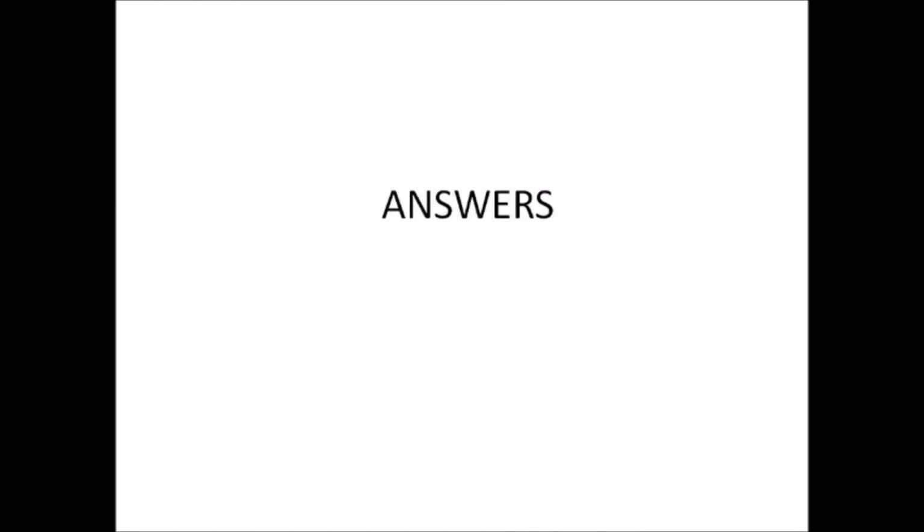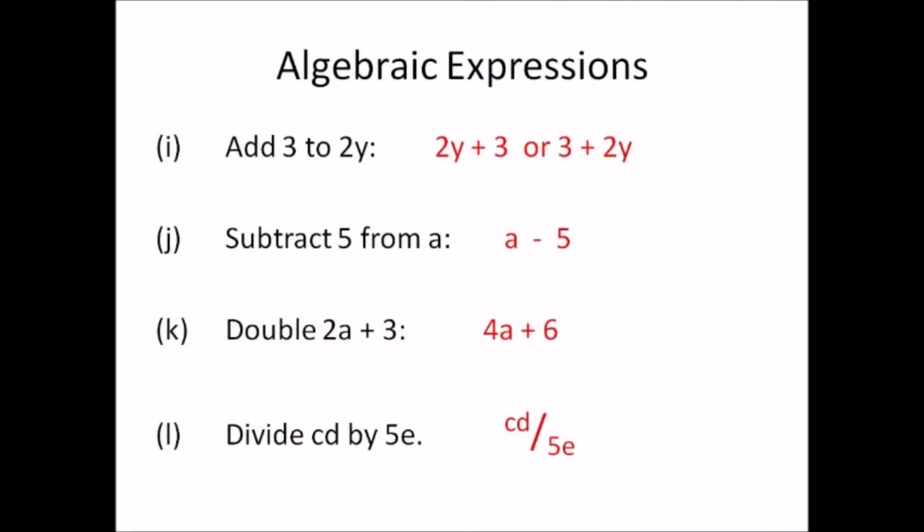Answers are upcoming. Let's see what you did. Okay, the expression you should have written: add 3 to 2y is 2y plus 3 or 3 plus 2y. Subtract 5 from a is a minus 5. Double 2a plus 3, multiply by 2, you get 4a plus 6, and divide CD by 5e, CD over 5e. Those answers should be what you should have written for those algebraic expressions.